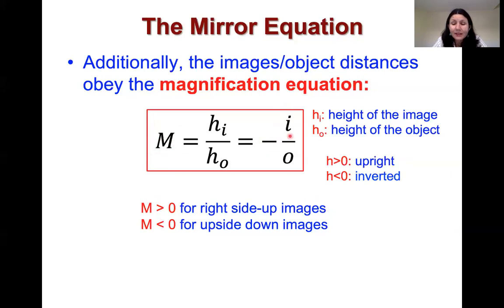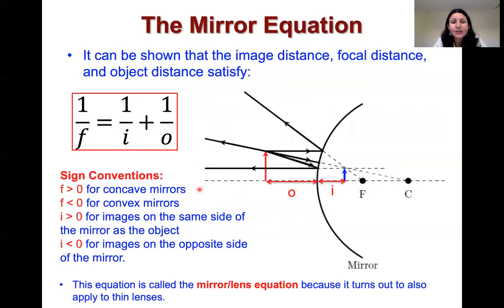When it's negative for real images, the I is positive, so you get a negative magnification and you have an upside down image. And the way this makes sense here, an upside down image would be like pointing down from here. So you measure your height relative to this optical axis, so everything measuring up is positive h, everything measuring down is negative h, so the ratio would be negative. Where here for your virtual, upright image, they're both positive, both pointing up, so the ratio would be positive. Or if the object was originally inverted, it would be negative, but then the image would also be negative, so we still get a positive magnification.